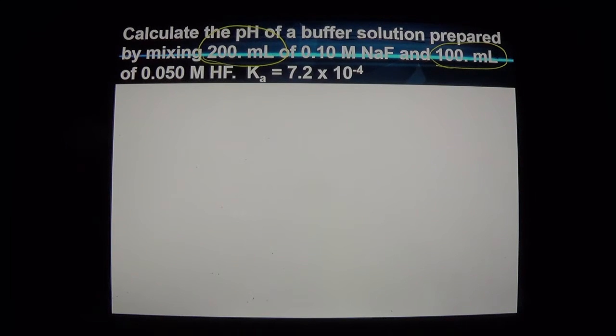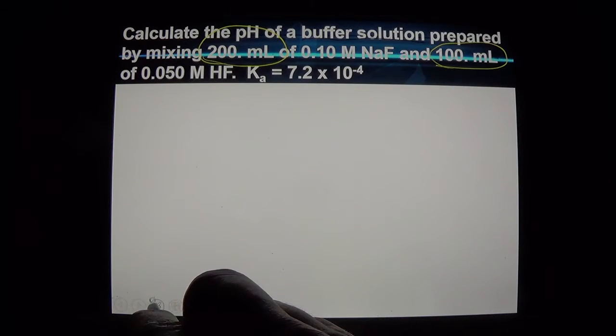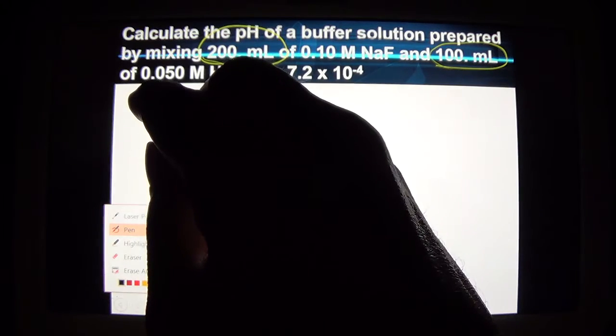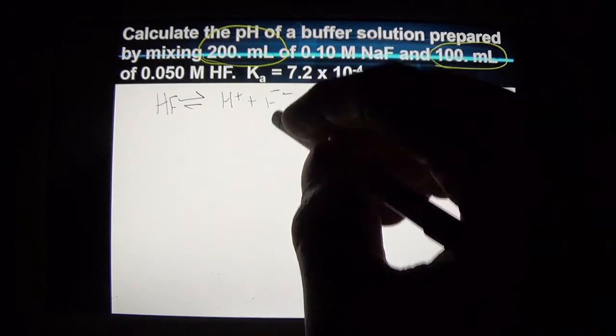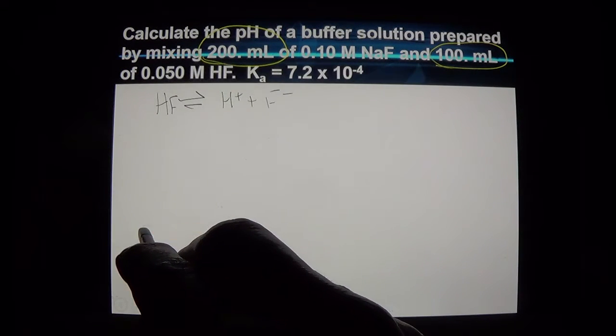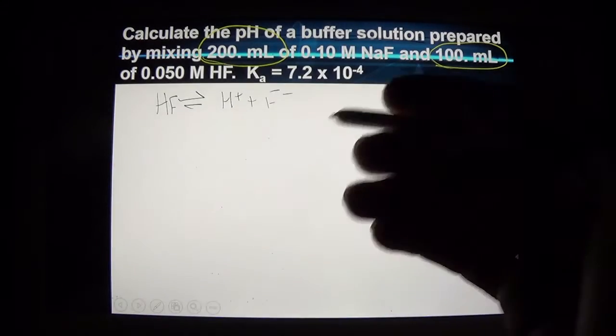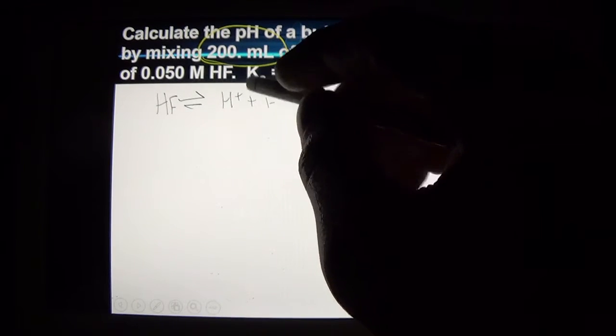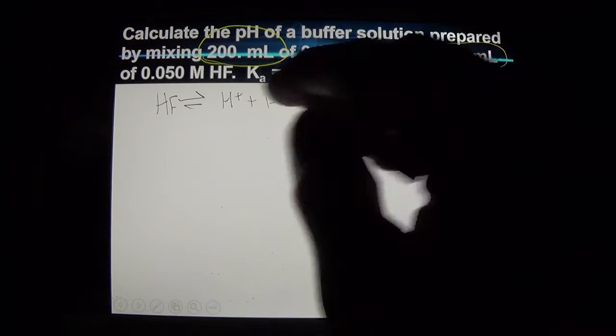Okay, so I have this reaction going on. There's a reaction going on where hydrofluoric acid is going to be in equilibrium with some hydrogen and some fluoride ions. And that's what I'm looking at. And so I'm ready to start working in some numbers, but here's what I'm going to do. There's my hydrofluoric acid.